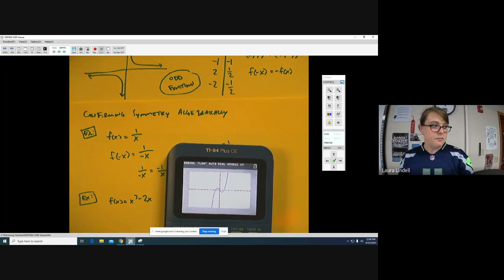Okay, so just by looking at it, I don't see any lines of symmetry. So I would say that this is likely to be an odd function. It's likely to have symmetry with respect to the origin. So if I was going to look for that, we would do kind of what we did up here.